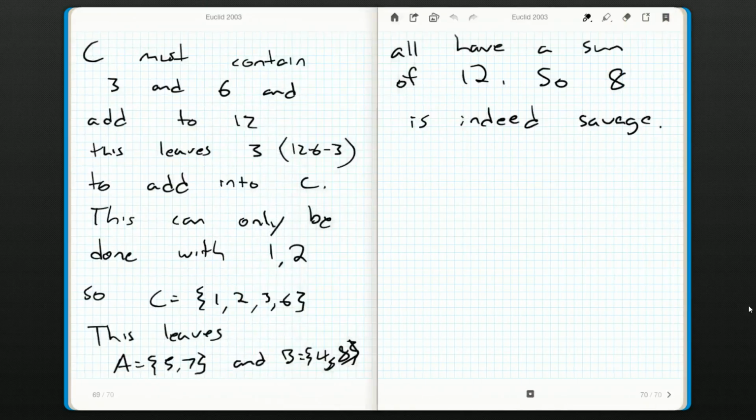Okay, well, I'm going to write down what I do know. Suppose n, and we'll write it as 2k because we know it's supposed to be even, is savage.